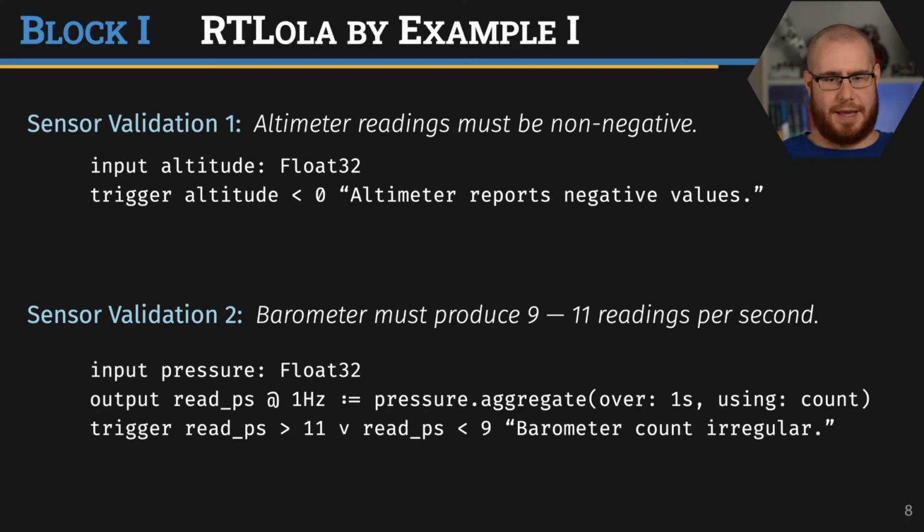Okay, great. The problem here is that there's this little annotation here which says at 1 Hertz. And this annotation dictates that the read PS stream is only evaluated once per second. However, the problem is that this is what we call isochronous. That means we know statically when these points in time will be. This sounds reasonable, however, it has a couple of drawbacks.